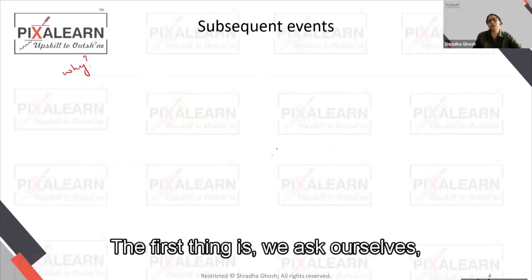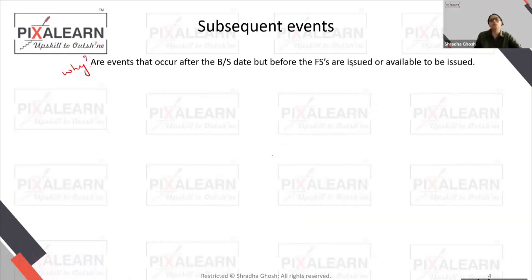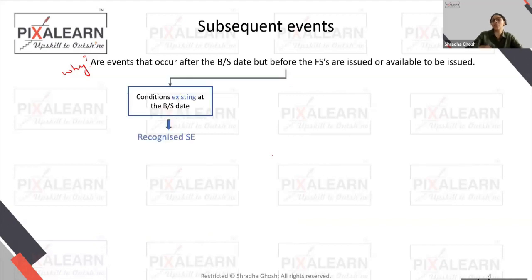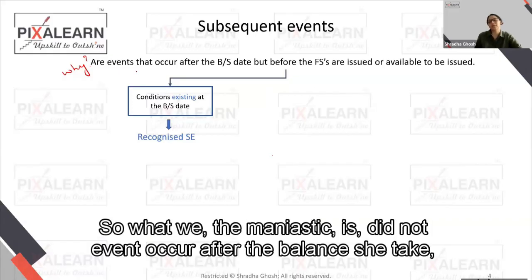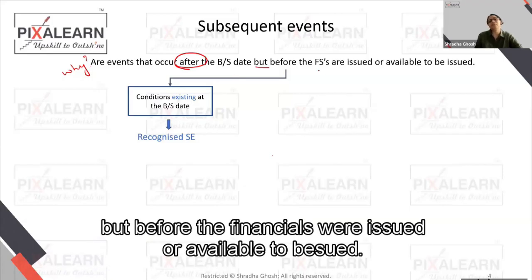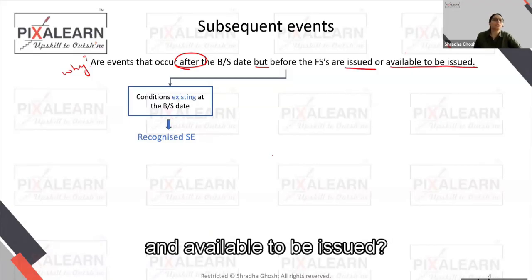The first thing is, we ask ourselves, did the event happen at the balance sheet date? That means, was it a recognized or a non-recognized subsequent event? So the main yardstick is, did that event occur after the balance sheet date, but before the financials were issued or available to be issued? What is the difference between issued and available to be issued?